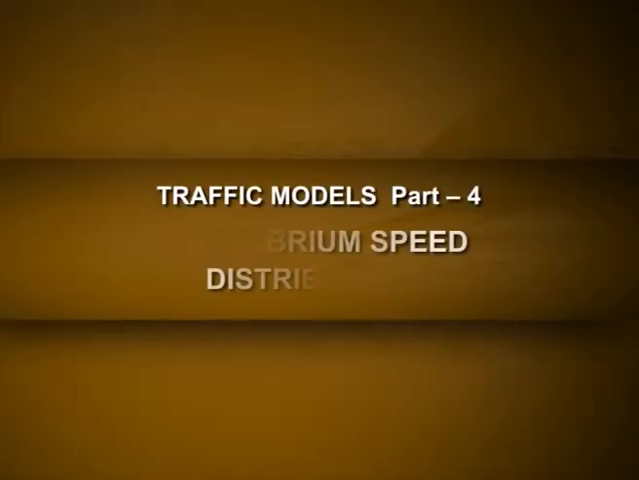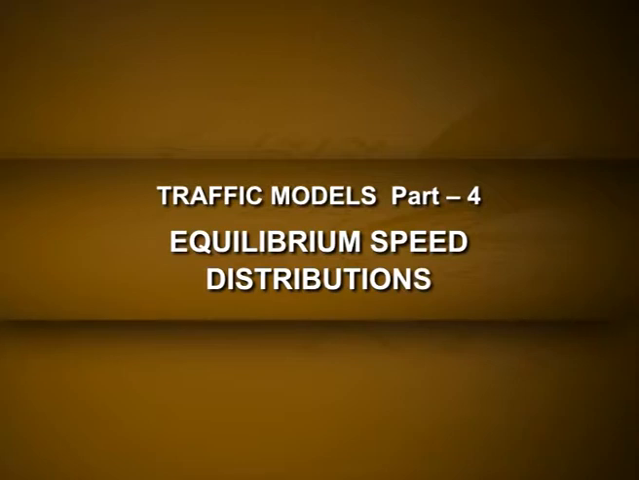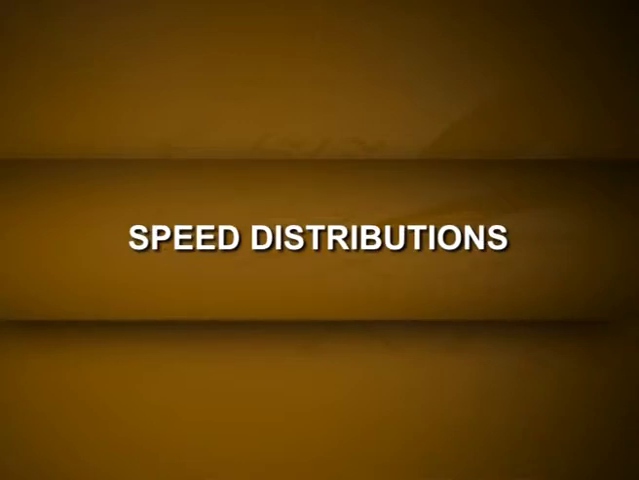Traffic model part 4. Equilibrium speed distributions. Speed distributions. One of the fundamental processes in traffic flow which leads to delays and frustration for individual drivers is that of overtaking, that is approaching from behind a slower vehicle.